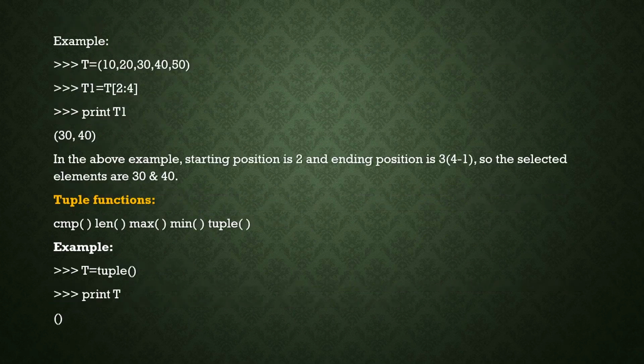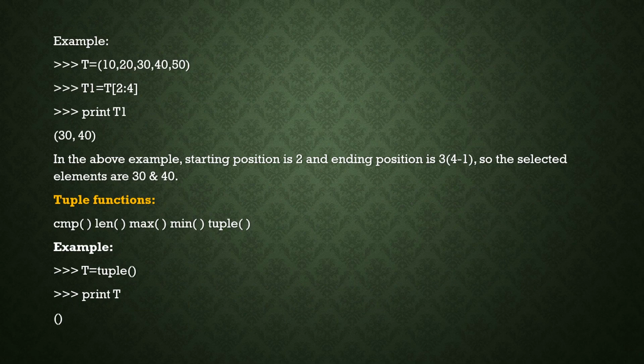Next, move on to the next section, where an example is given. Example: T equal to 10, 20, 30, 40, 50. T1 equal to T of 2 colon 4, that means we are getting the subtuple, or particular elements of the tuple. So it will display index values 2 to 3, not 4. It will display 30 and 40. The starting position is 2 and the ending position is stop minus 1, that is 4 minus 1, which is 3. So the selected elements are 30 and 40.